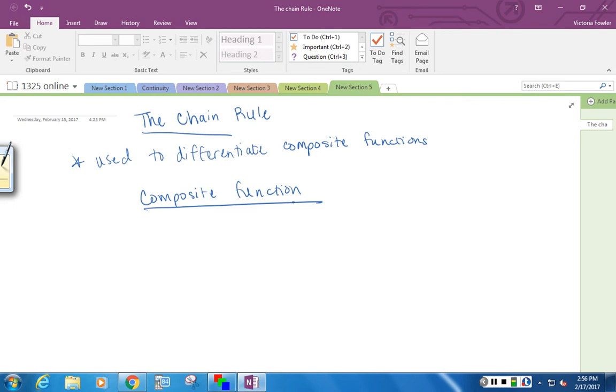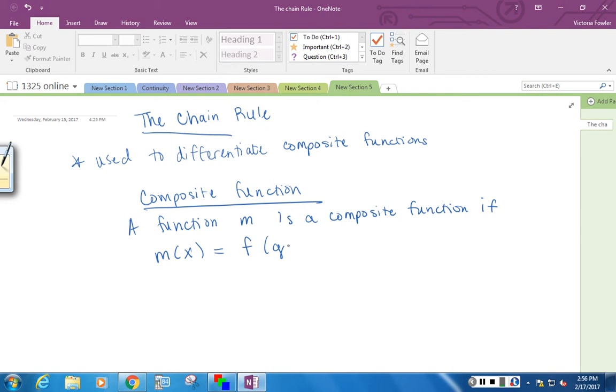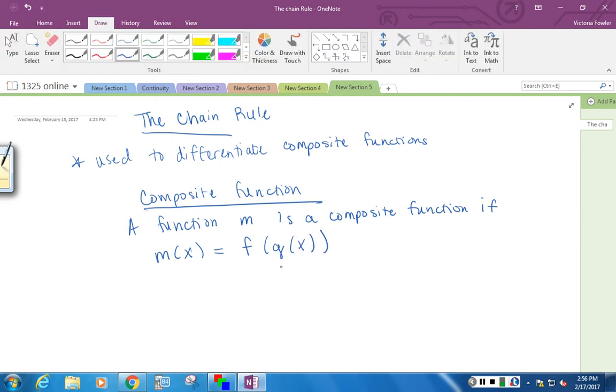Well, we're going to call a composite function, let's call it M, if it looks like the following. So a function M is a composite function if M of x is defined as f of g of x. Okay? And we have here that g of x is what we'd call the inside function.